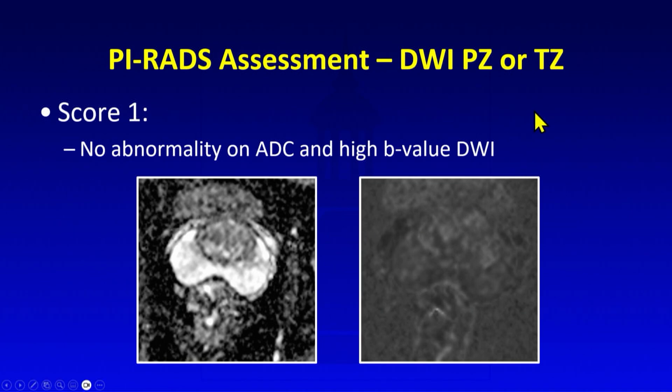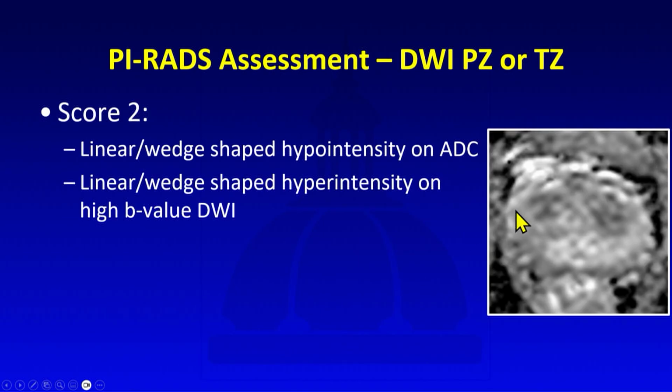Luckily, the rules for DWI are the same for the peripheral zone and the TZ. So score 1 is no abnormality on the ADC or the high b value. Score 2, we get these linear wedge-shaped hypointensity on the ADC or on the high b value DWI.